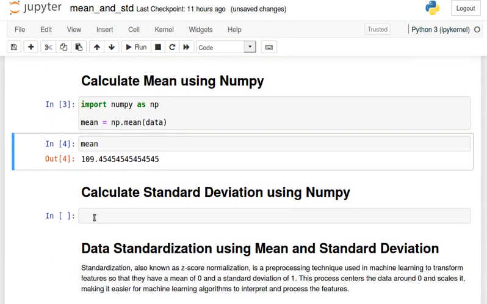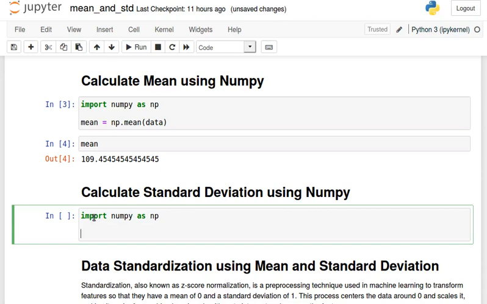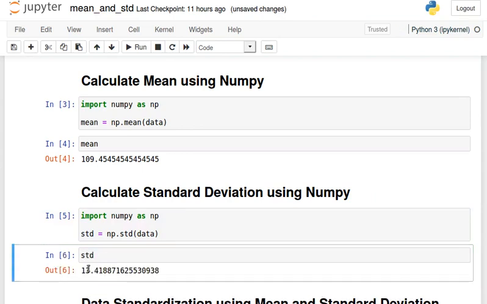Next is standard deviation. For standard deviation also, we will first import our NumPy module, and then for standard deviation we have another function in NumPy, that is std. So our std is found to be around 13.41.